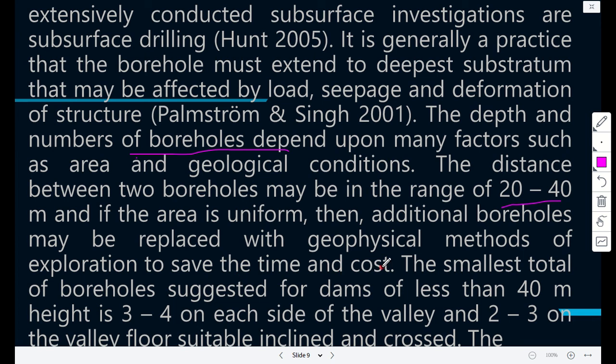So, like I've told you, while you need to get every detail that is necessary, it is impossible to sink a borehole in every location. So you also need to balance between cost and time as well. And so if you find a uniform place, you're lucky, you can place boreholes between 20 to 40 meters apart and replace the additional boreholes that you would have sunk with the geophysical methods.